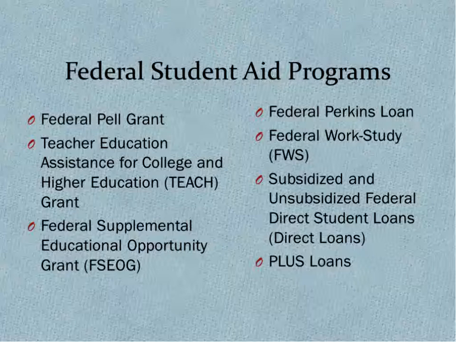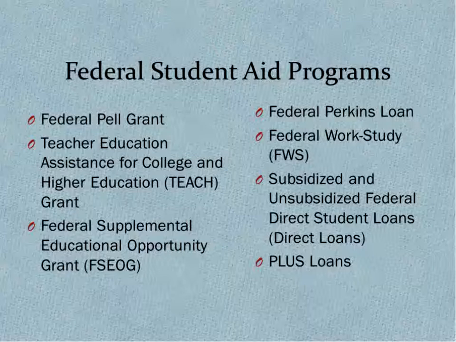The additional type of grant is the TEACH grant, the Teacher Education Assistance for College and Higher Education grant. This is a grant designed for students who are planning to teach in specific subject matter areas and in specific geographic locations. This grant is dependent upon meeting those requirements. So if a student decides not to teach in that particular geographic region or in that particular subject field, that grant turns into an unsubsidized loan.